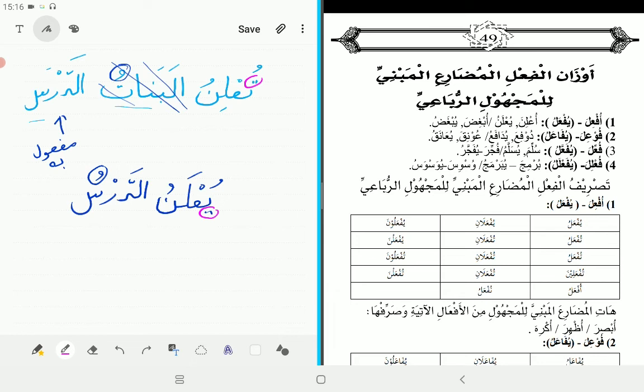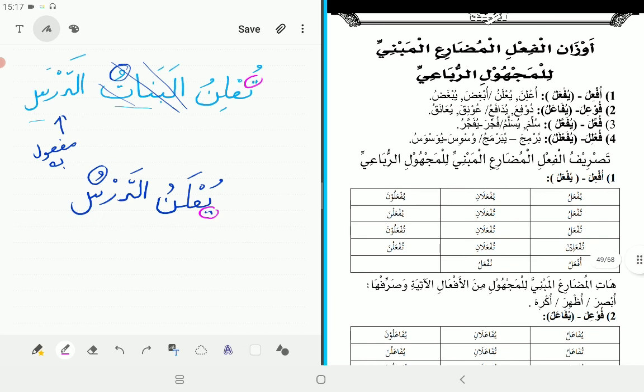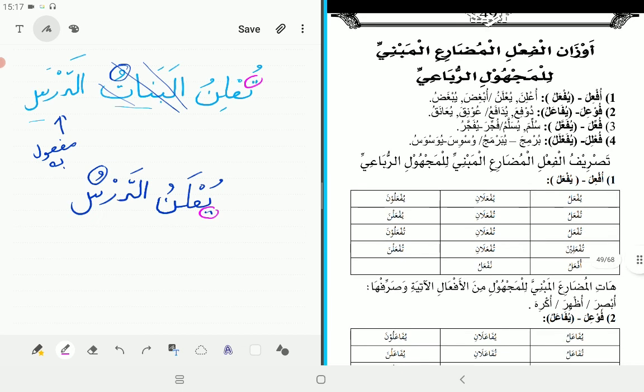فُعِلَ يُفَعْلَلُ, بُرْمِجَ يُبَرْمَجُ, which is to program. وسوس يوسوس, which is to whisper. So now he goes into تصريف الفعل المضارع المبني المجهول الرباعي, the conjugation of الفعل المضارع, the present tense verb, which is مبني للمجهول, which is in the passive voice, for the four-letter verb.